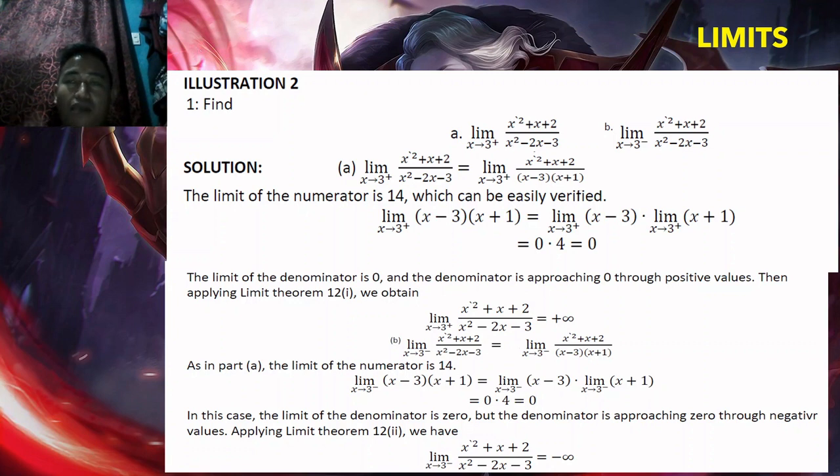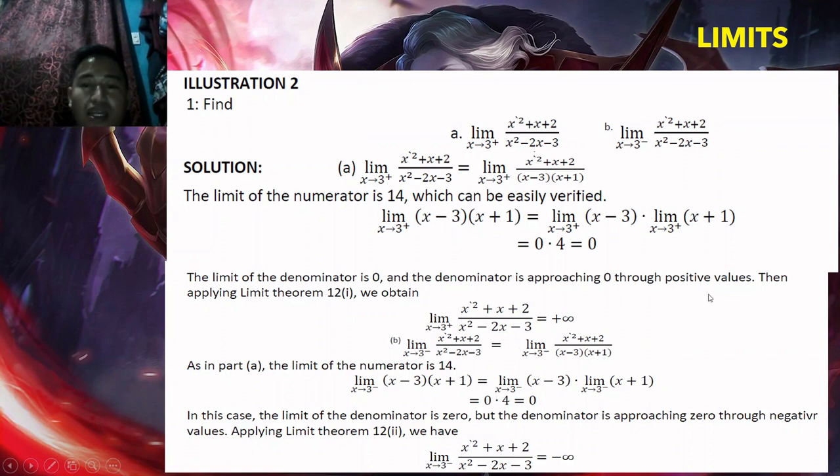So na 3.1, ana. So, let's try 3.1. Okay, kung 3.1, ito i-substitute. This is positive. 3.1 plus 1, positive gyapon. 3.1 minus 3 is 0.1, so positive. So positive over positive, that is positive infinity. Okay, so the denominator is approaching 0 through positive values.